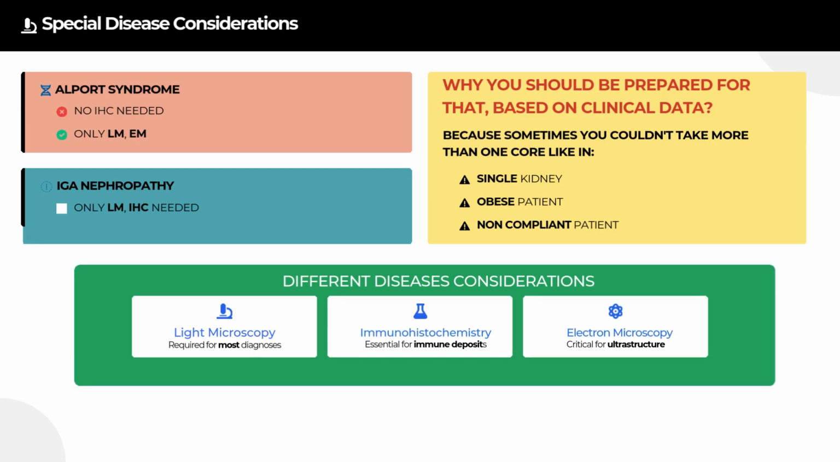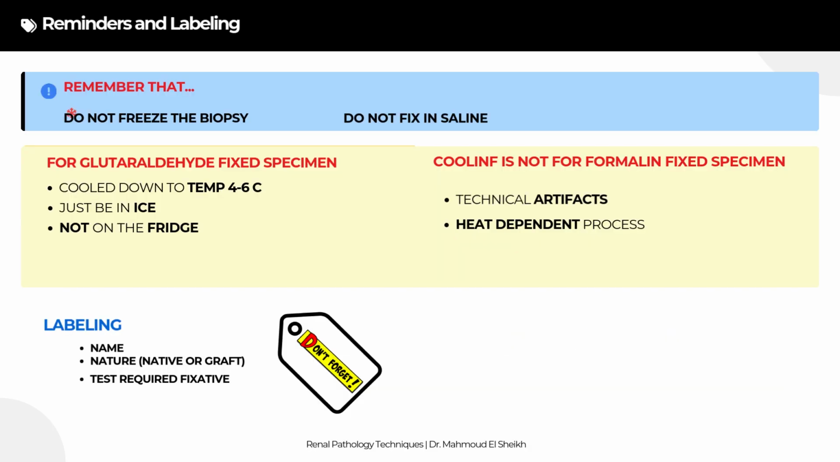The importance of obtaining a good biopsy core cannot be overstated, as certain diseases require specific diagnostic approaches. For example, in Alport syndrome, immunohistochemistry is not necessary for diagnosis, while in conditions such as IgA nephropathy, light microscopy and immunohistochemistry alone are often sufficient. Moreover, securing an adequate core can be particularly challenging in situations such as patients with a solitary kidney, obesity, or poor compliance. In such cases, even a single well-obtained core becomes extremely valuable.